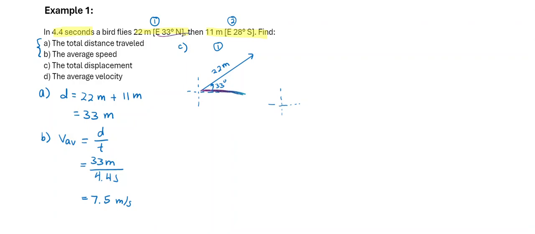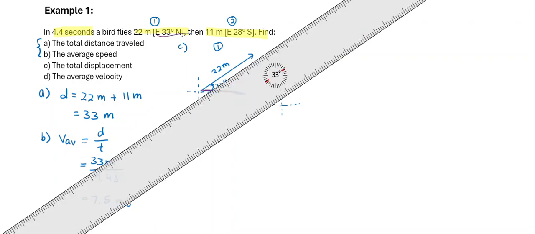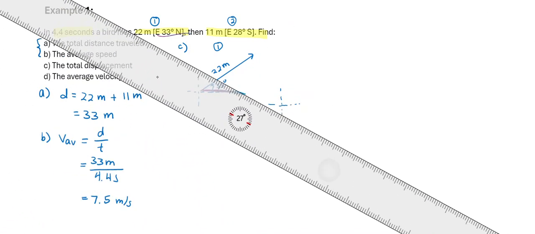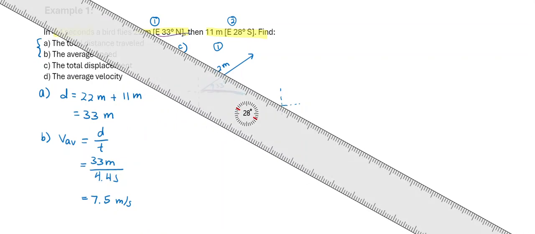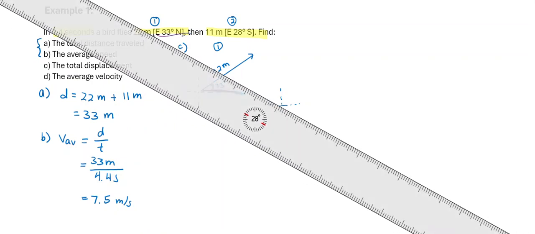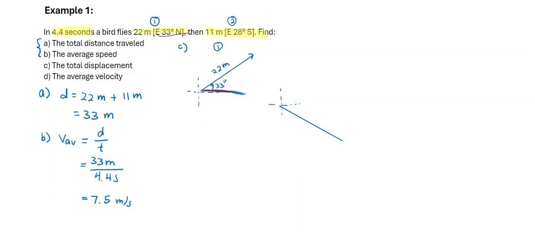And then this one is going to be east 28 degrees south. I'll set my ruler here. And this is 11 meters. And we're starting from the east, moving 28 degrees south. So this is this angle right here, 28 degrees. And then as always, we should set up our coordinate plane, north, east, south, west.